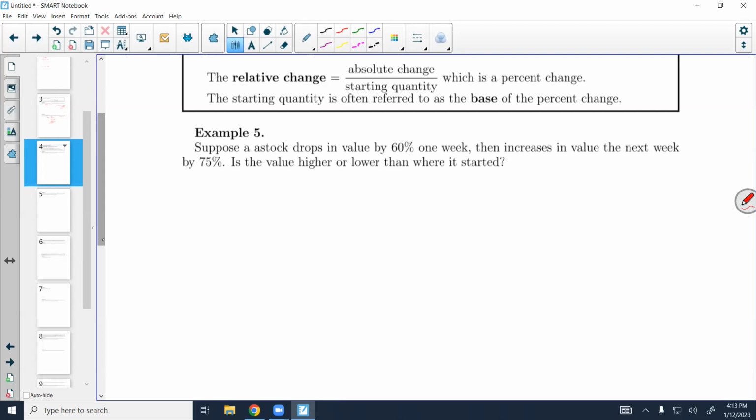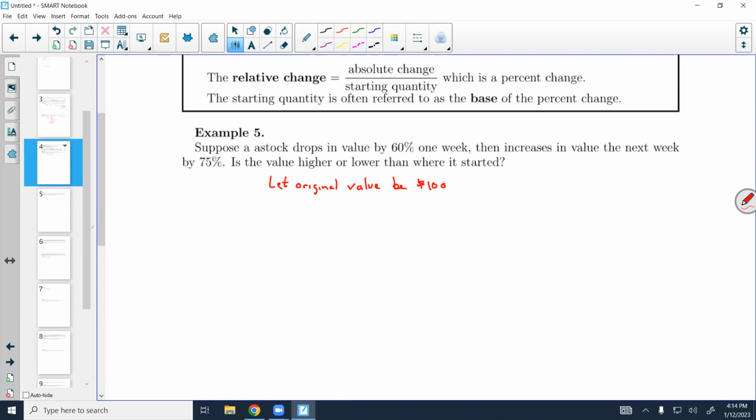So, suppose a stock drops in value by 60% one week, then increases in value the next week by 75%. Is the value higher or lower than where it started? Now, there's a way to solve this using just a variable like X. Personally, I like to make it easy on myself. So what I do is I say, let the original value be $100. Can be anything, so why can't it be 100?